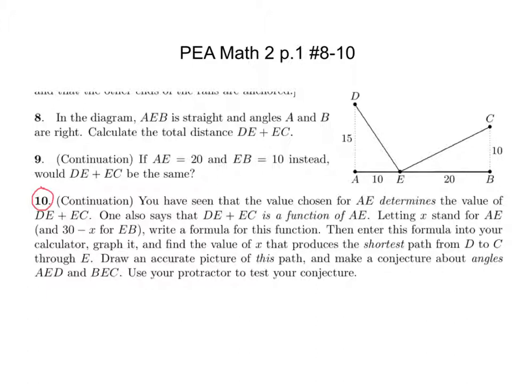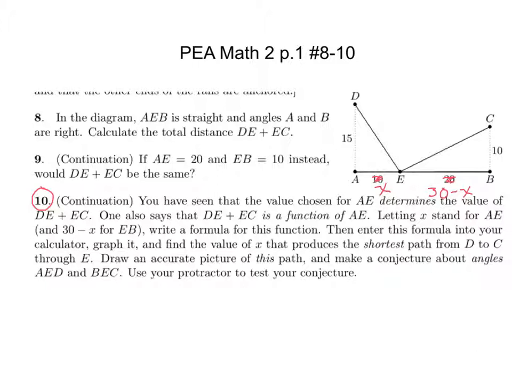It says, you have seen that the value chosen for AE determines the value of DE plus EC. So therefore it's different every time. So that value you choose for AE is going to change the entire length here. Okay? Letting X stand for AE, X, and 30 minus X for EB, 30 minus X. Write a formula for this function. Then enter this formula into your calculator, graph it, and find the value for X that produces the shortest path.